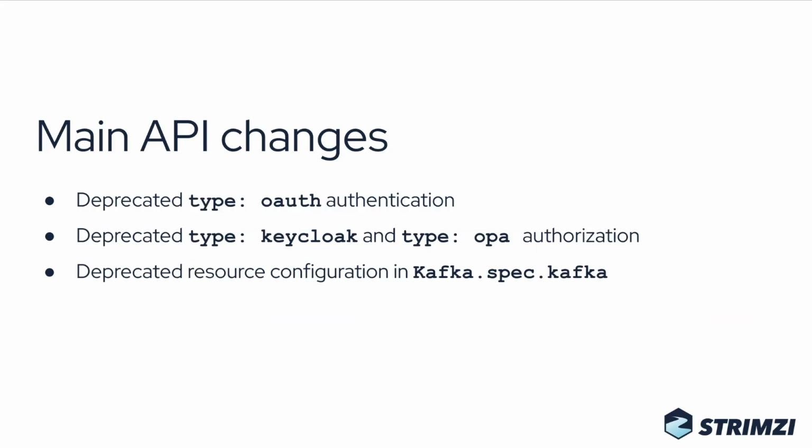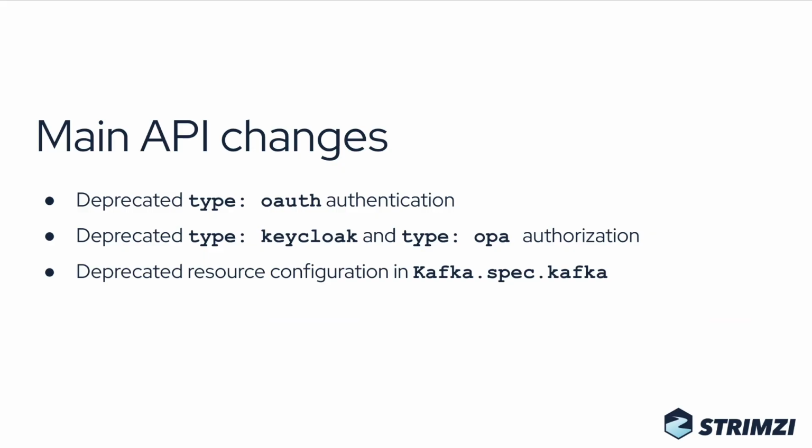There's also a bunch of changes in the Kafka custom resource. The type oauth authentication and the type keycloak and type opa authorization, these APIs are deprecated and will not be supported in the v1 API. You can still use OAuth authentication and Keycloak or Open Policy Agent authorization, but to configure them, you should now use the type custom authentication and authorization.